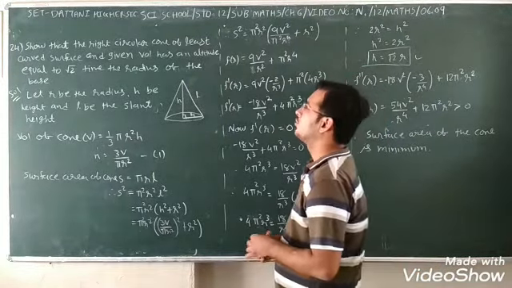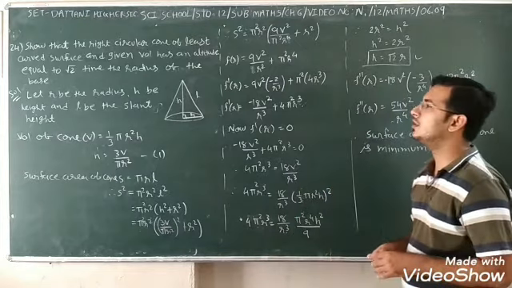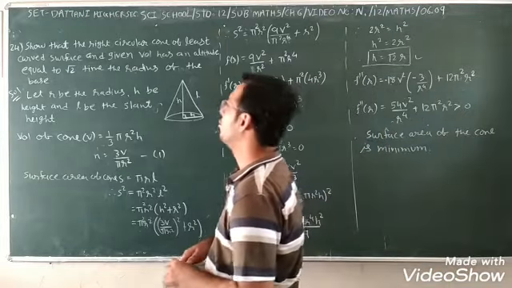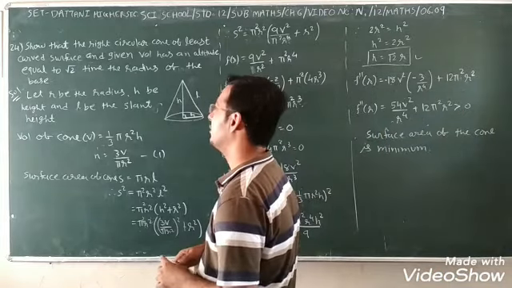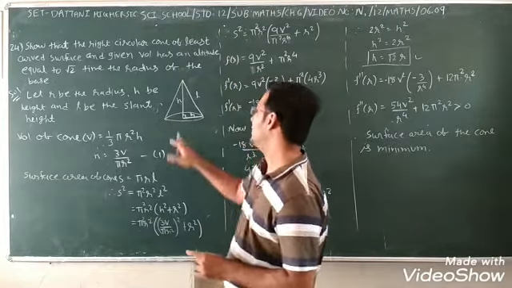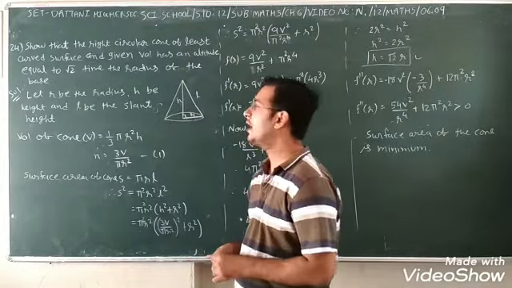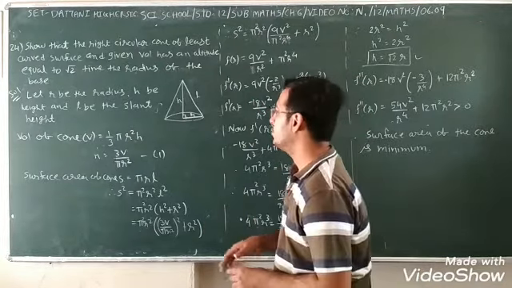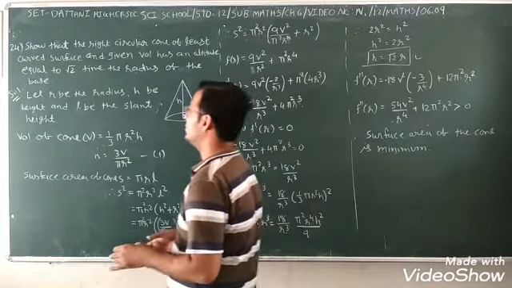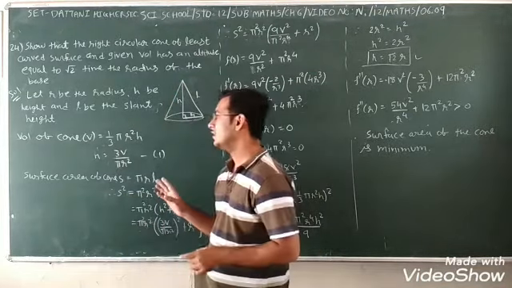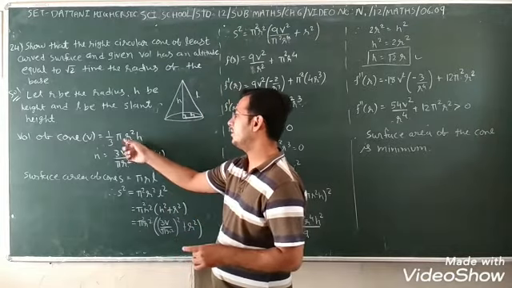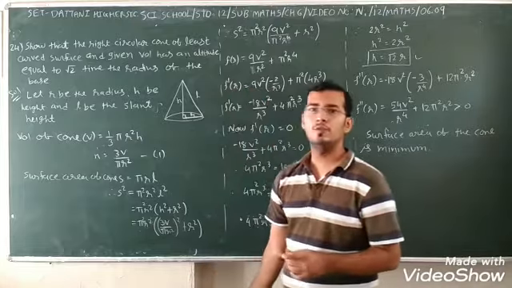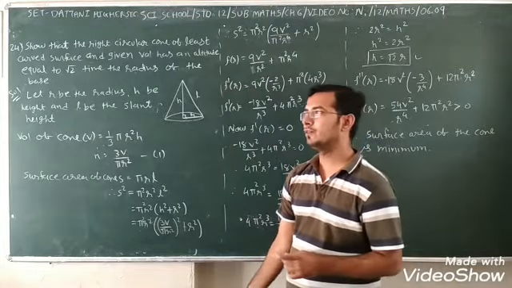Sum number 24. Show that the right circular cone of given curved surface and maximum volume has an altitude equal to root 2 times the radius of the base. It means we have to prove that h is equal to root 2 r and the surface area of the cone is minimum. Let r be the radius, h be the height and l be the slant height. We know that the volume of the cone is equal to 1/3 pi r square h.